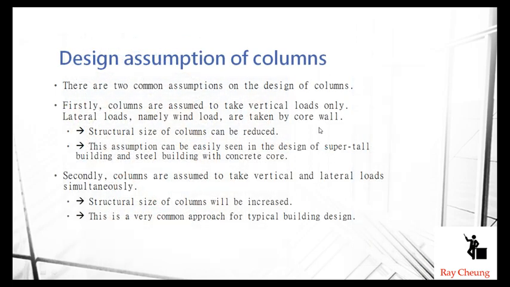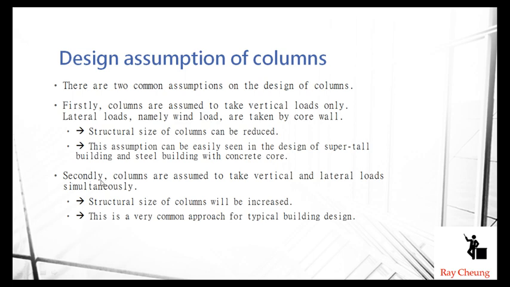And another thing you need to understand is there are two common assumptions. The first one is to assume the column just takes the vertical load, and then due to the less loading we produce, the size would be less. And this cannot be easily seen. It can easily be seen for the super tall building. For example, sometimes you want to reduce the size in certain locations, you can use this assumption.